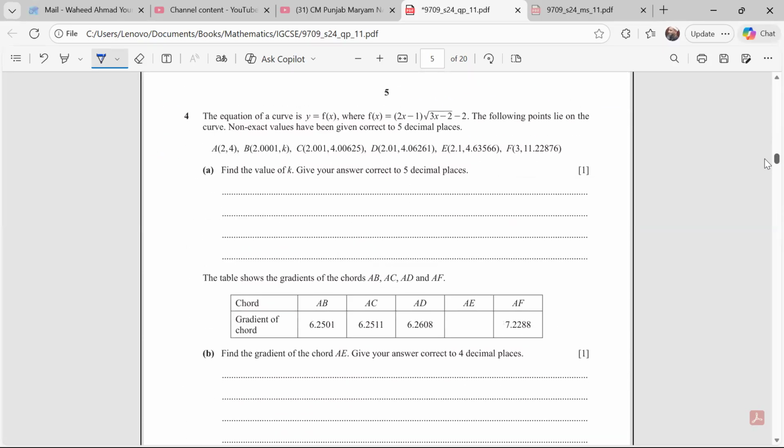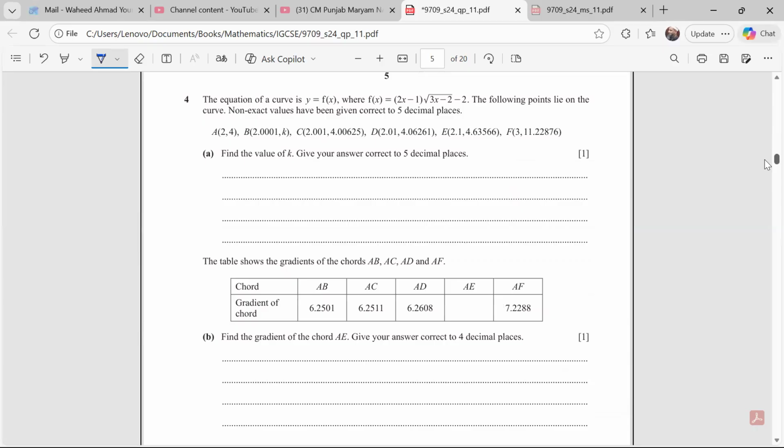Okay, let's move on to question number 4. We are given this function. This looks like a complicated function. f of x is equal to 2x minus 1 under the root 3x minus 2 and minus 2. And we are asked to find the value of k.